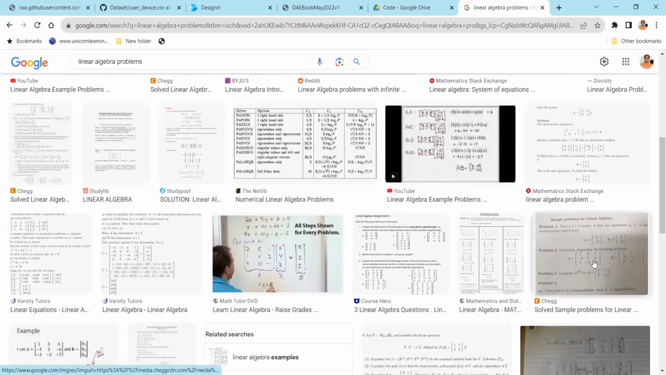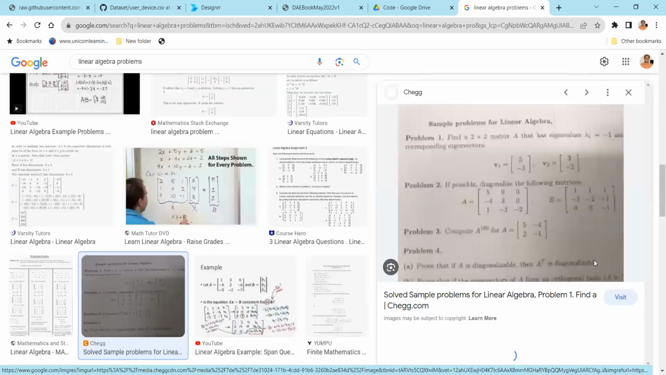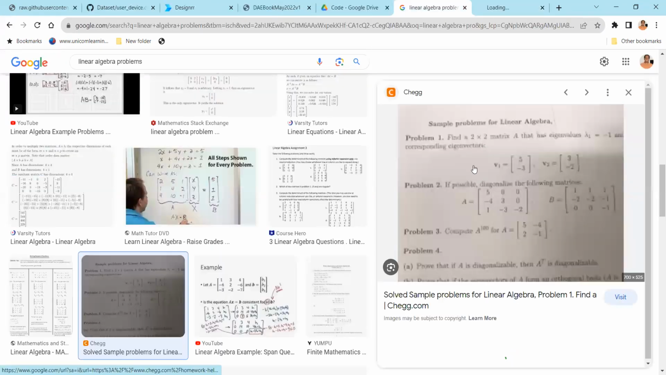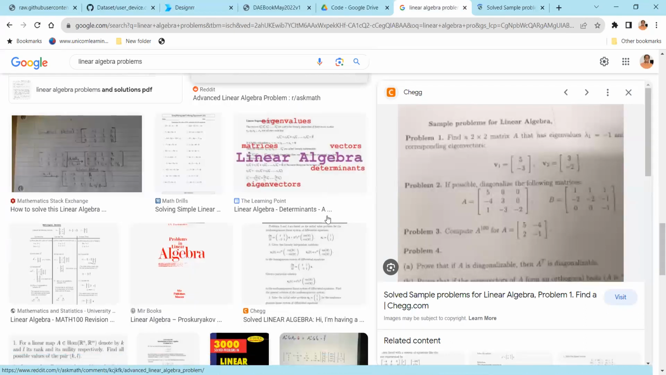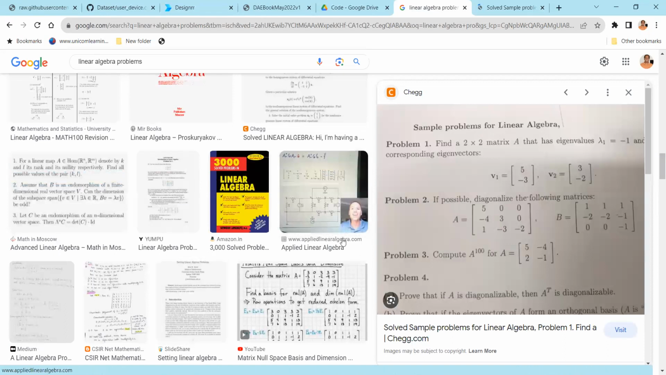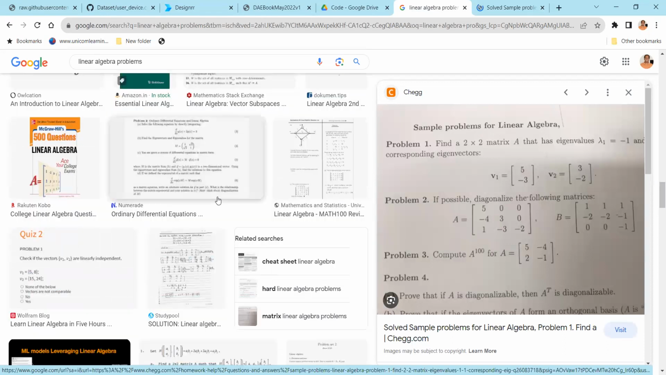Is it clear here? Let's see. They all talk about matrices only because that's the easiest way to solve. I'm looking for a problem, some problem statement.